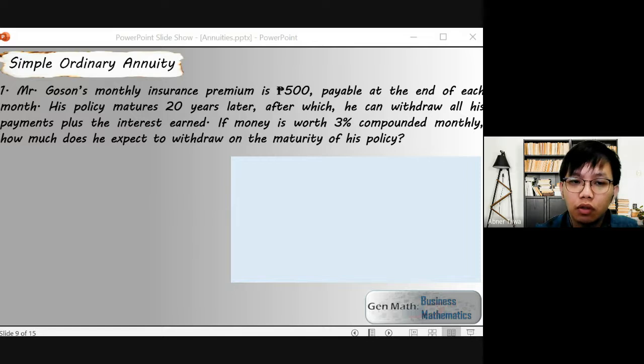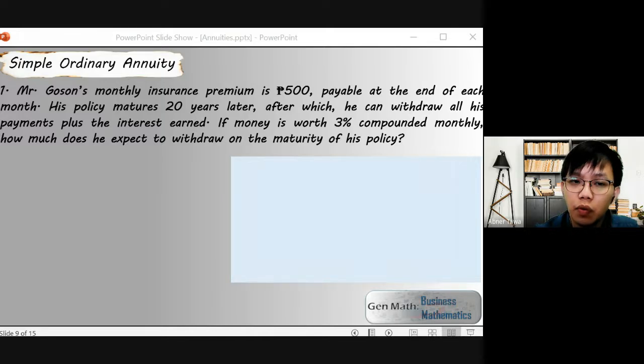Okay. So we have here Mr. Goson, wherein he applies for an insurance policy. And the policy states that he needs to pay a premium of 500 pesos, and that is payable every end of the month. And the insurance policy will end after 20 years. Now the question is, how much money will he receive at the end of 20 years whenever the interest is 3% compounded monthly.